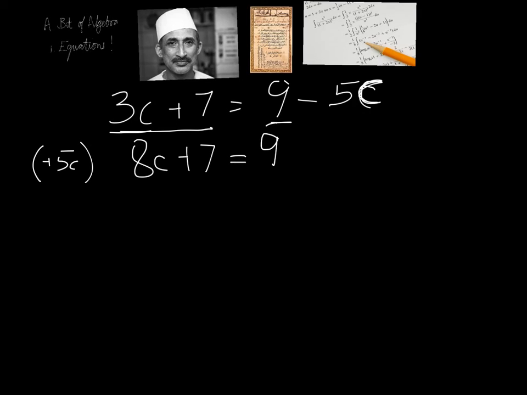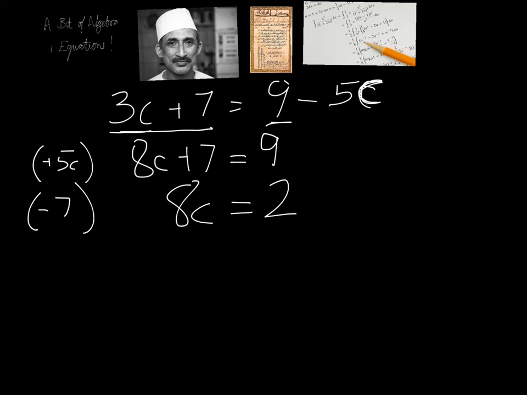And that's it, because we added 5c to negative 5c, and that very conveniently got rid of the negative 5c. So now this is looking a bit more straightforward, isn't it? 8c plus 7 equals 9. What do we want to lose now? Yep, we want to lose the plus 7, because then I'm going to be left with 8c equals a number. So we want to subtract 7 from both sides. Subtract 7. That leaves me with 8c, and 9 subtract 7, that's 2.